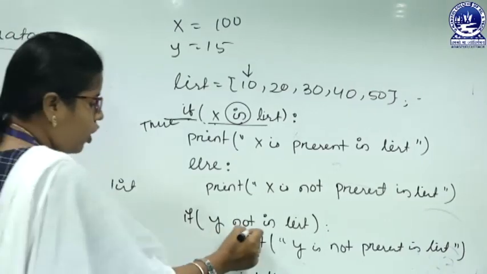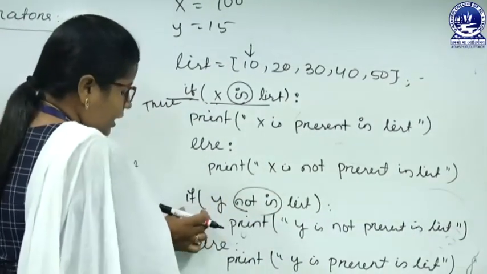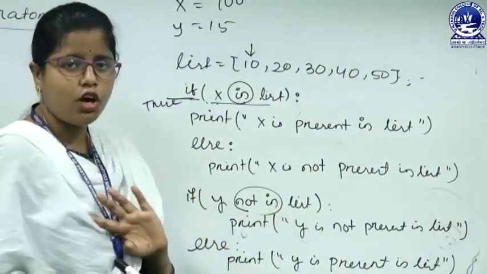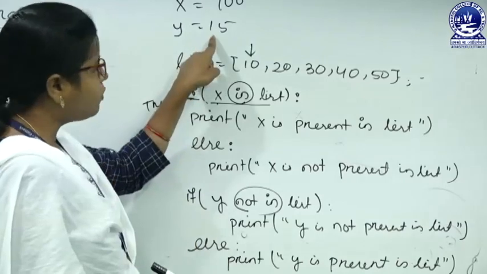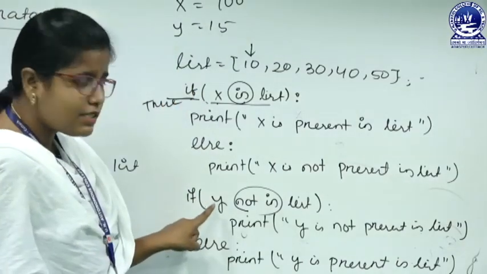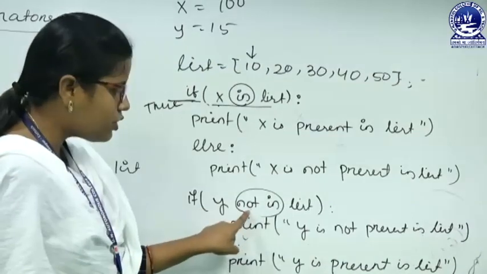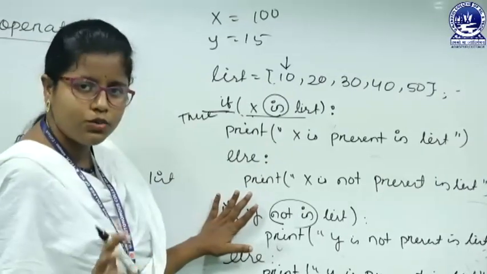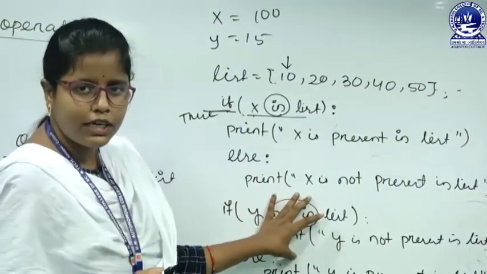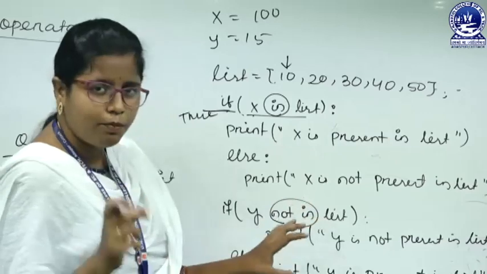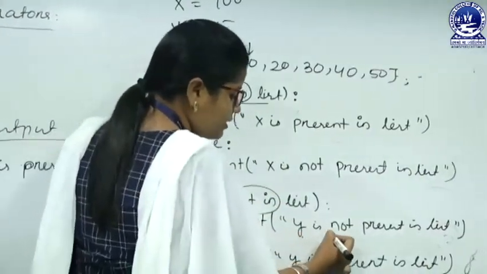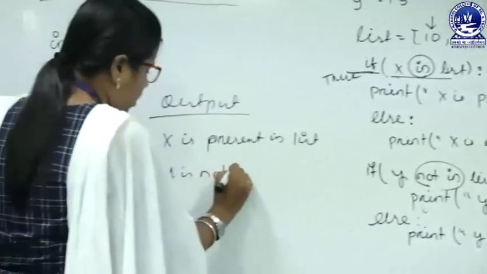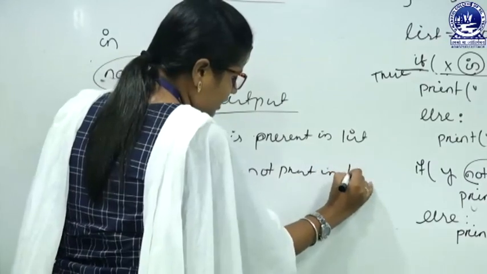So, next come to not in. Here I am checking y not in list, that means y is not present in the list. So, what is the value of y? That is 15. Is the statement correct? 15 not in the list. Here there is no 15, that means the if block is true. So, the if block should be printed in the output screen. The output screen will print: y is not present in list.